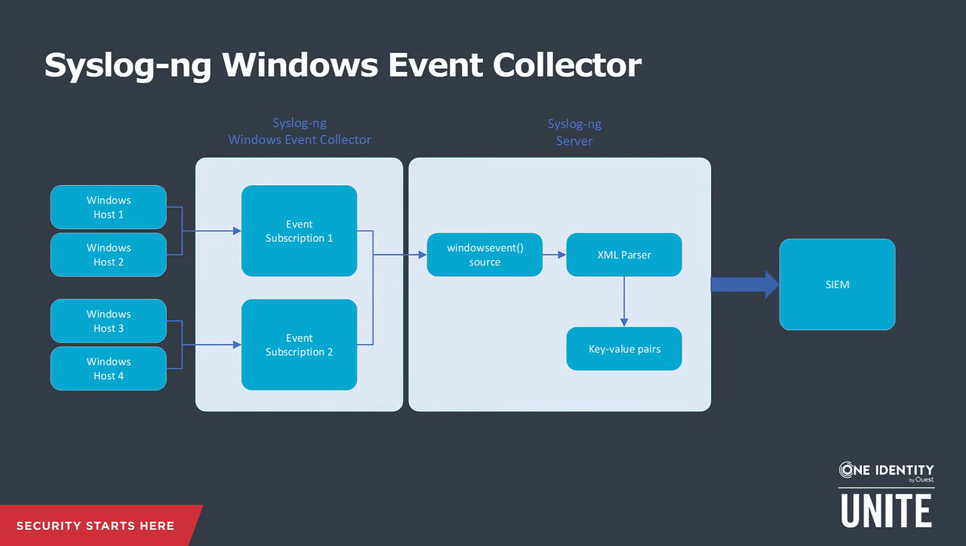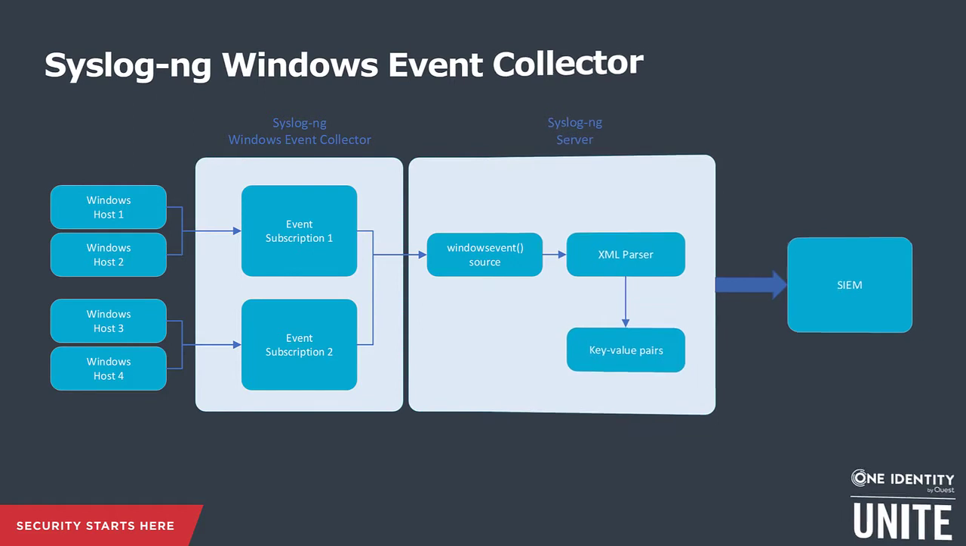The WEC service receives these events and then passes them to a Syslog-ng Windows event source, which then runs them through an XML parser to break out all key value pairs like application, event ID, etc. And then from there, Syslog-ng can filter, process, and reformat the logs however you want before storing or sending them on to a SIEM or other log consumer. So just to be clear here, the Syslog-ng Windows Event Collector and the Syslog-ng server are two processes running side by side in the Syslog-ng server itself. So these aren't actually two separate servers.